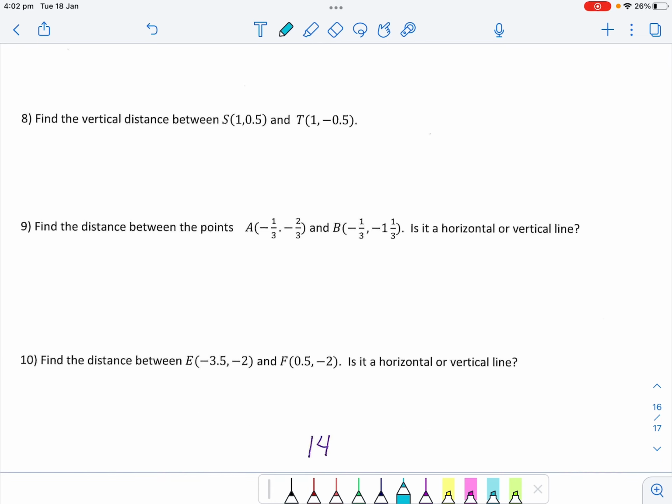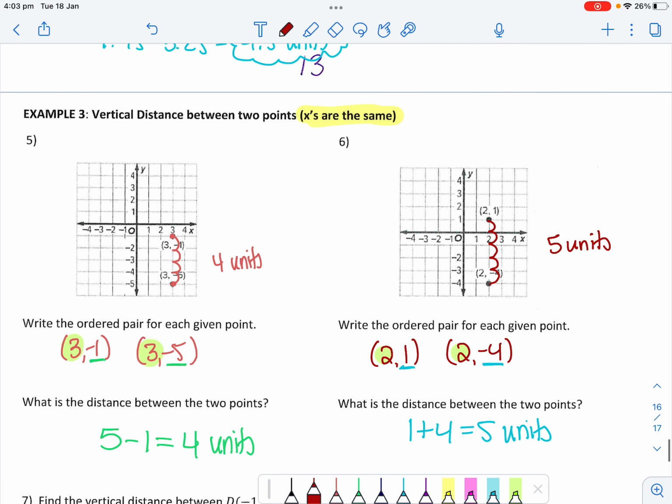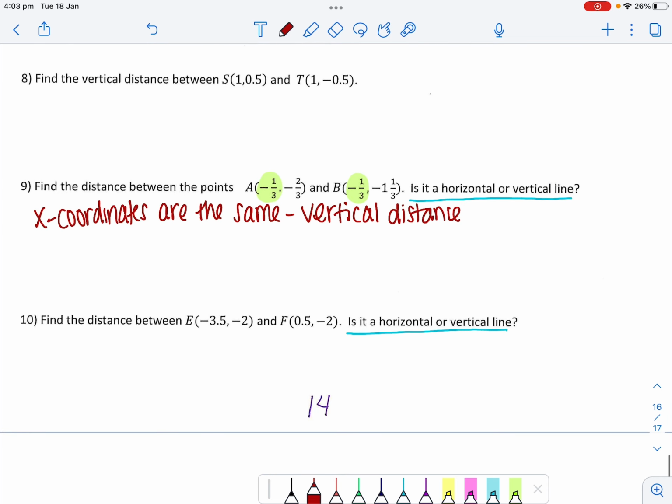So it says find the distance between the points. Is it a horizontal or a vertical line? So if I want to answer this question, I'm going to go back to which coordinates are the same. So in this one, the x coordinates are the same. If the x coordinates are the same, that's going to be vertical distance. Okay, so the x coordinates up here are the same. That means the points are going to sit on top of each other in the coordinate plane. So this is going to be vertical distance.